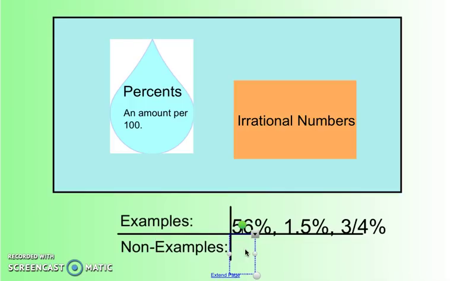So if I had 100 boxes, 56 of them would be shaded. And that's what a percent is. So a non-percent could be just a regular fraction. Fractions can be changed to percents though, but it could be that. It could be just a regular decimal, which I could change to a percent as well.